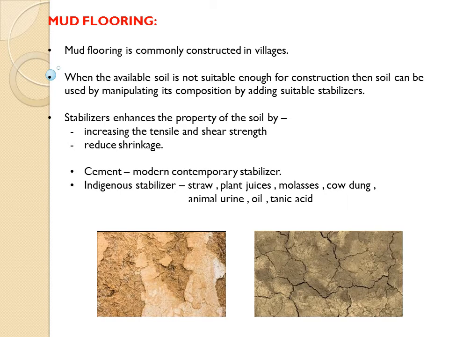Even now, you could notice that to fix between the tiles, you use cement as a mortar, which is a current stabilizer. But there, it was a mixture of all these materials like straw, plant juices, molasses, and cow dung. These were the stabilizers which will give proper strength for the soil to stand.